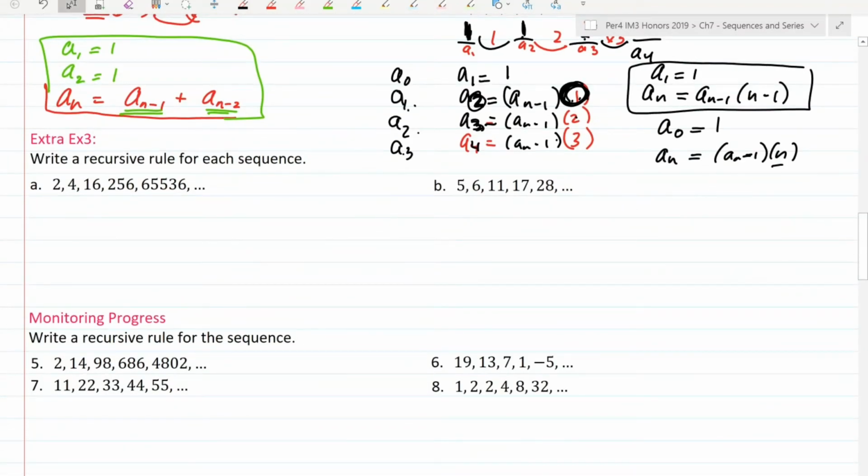Go ahead and try the next two. If you don't get them, like I said, don't worry too much about these. It's okay. Pause the video and see if you can get them. If not, again, don't worry about these kind that much. Okay? So I'm going to go ahead and do this one.